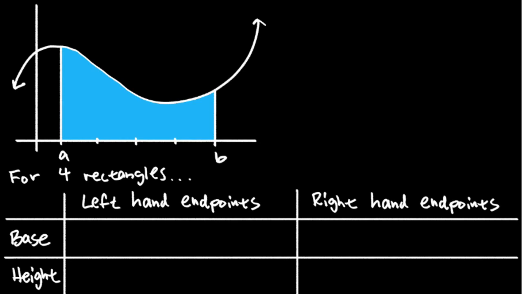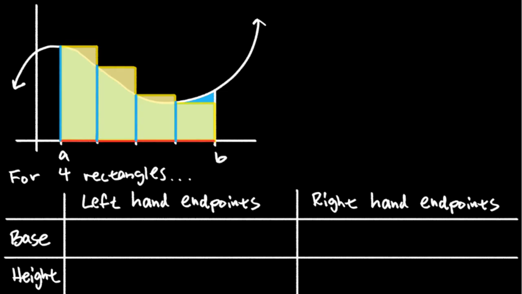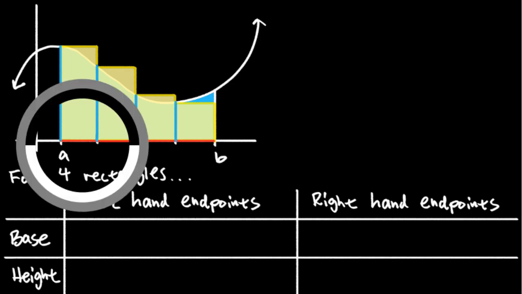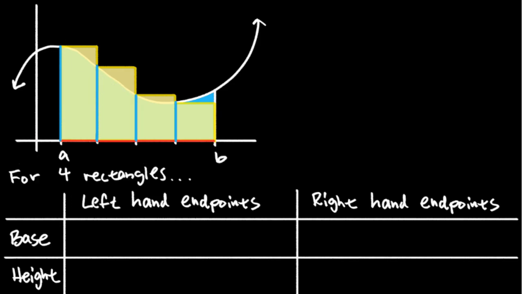So let's use 4 rectangles and see what we get. If we have 4 rectangles over here on the left-hand side of each interval, then we see some interesting stuff happen. Left-hand endpoint. So what's the base? This is going to be some distance divided by 4. So what is that distance?